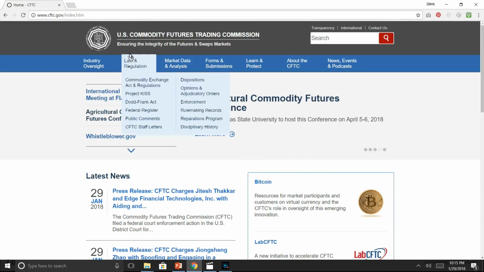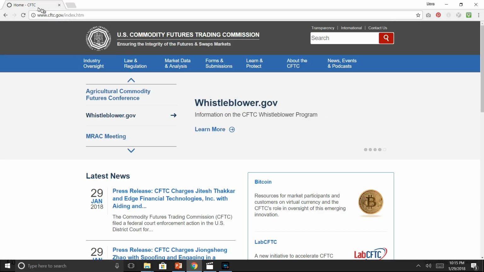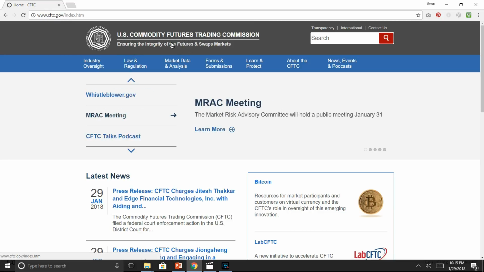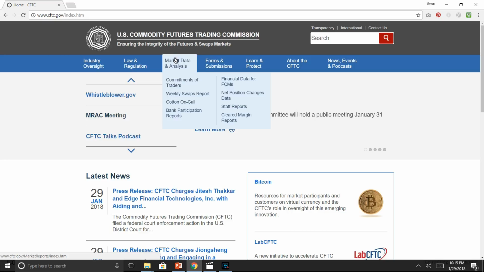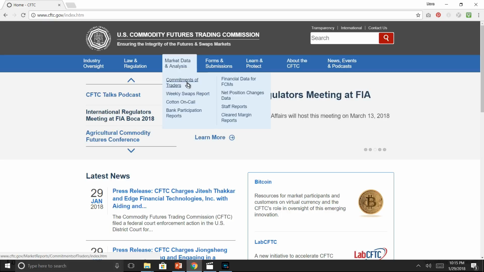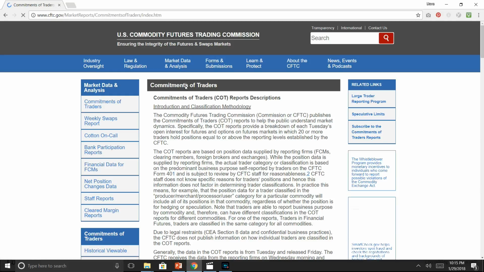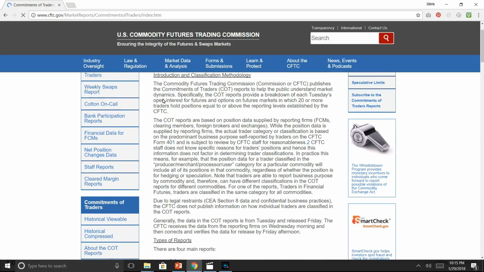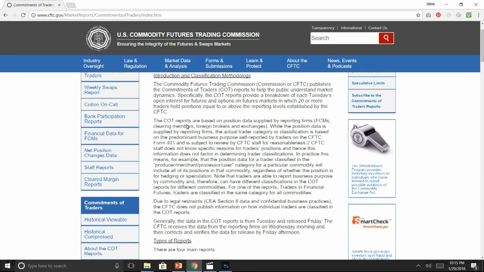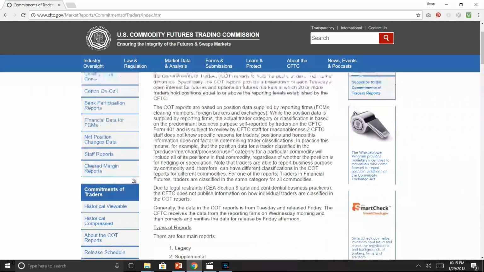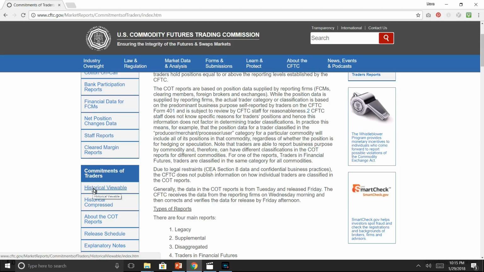the CFTC website. So if you just type in CFTC on Google, this will bring you to the U.S. Commodity Futures Trading Commission. So if you go to the Market Data Analysis tab and you click on the Commitment of Traders, it's going to bring you to this page, and you're going to want to click on this historical viewable, and that's going to get you closer to the raw data.